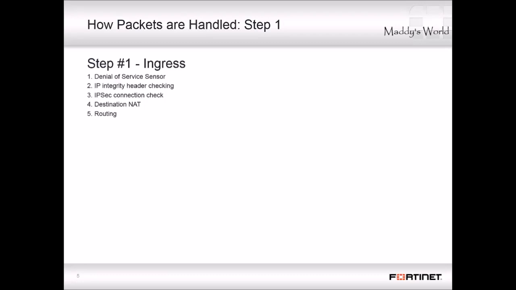First of all, if you have a denial of service sensor in place, those rules come into effect. Assuming traffic is okay by that, the unit does an integrity check on the packet's header. Again, if that's good, we go on to the next check, which is to see if this packet is bound for a VPN on this interface. If not, then the next check is to see if there are any modifications that need to be done to the packet due to destination natting. After that is done, routing gets checked.